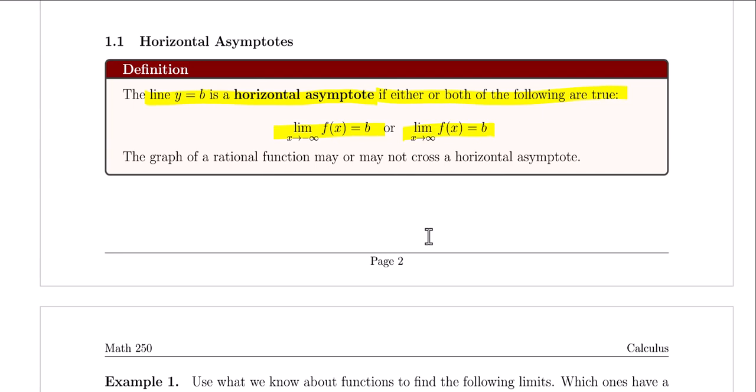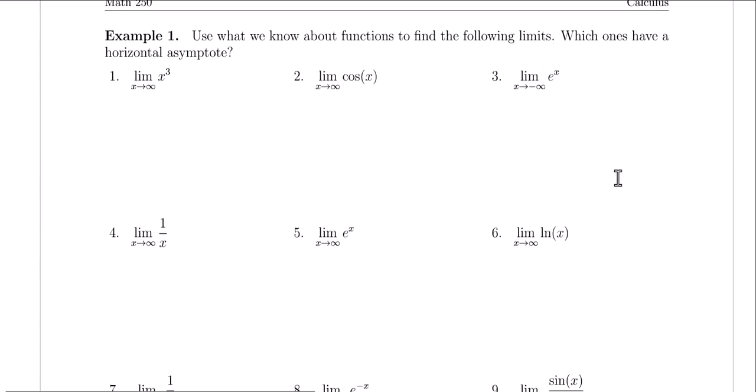Now, I want you to know that the graph of our rational function may or may not cross a horizontal asymptote. So you just got to be careful there. I didn't mention it here, but we cannot cross a vertical asymptote, but we may or may not cross a horizontal asymptote. Now, with that out of the way, I want to take a look here at example 1. And for this one, I want you to use your previous knowledge about functions and their graphs to find the following limits. Which ones have a horizontal asymptote?